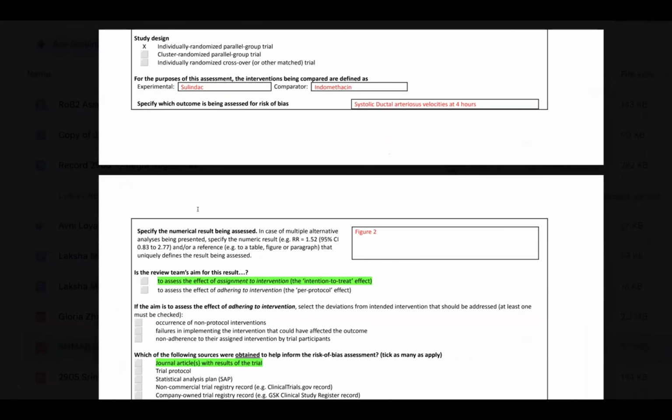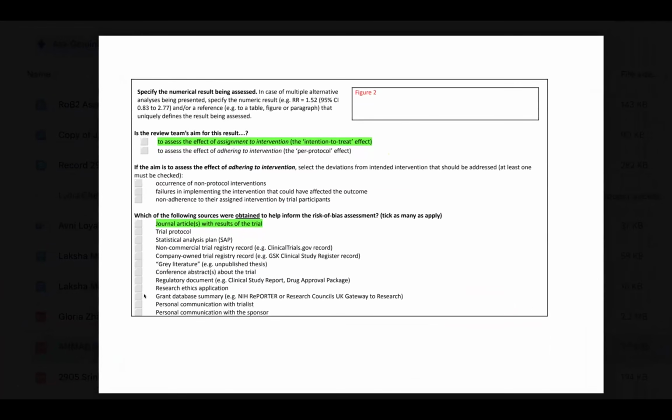Okay, all right, so if we go to figure 2, sure, yeah. Intention to treat, yes. Journal articles, yes.